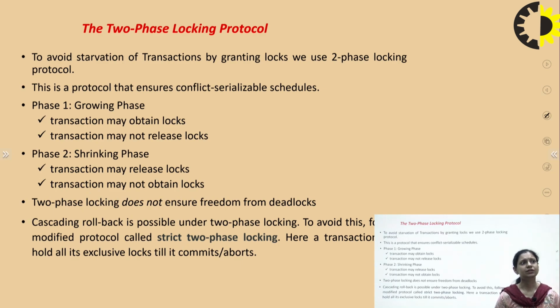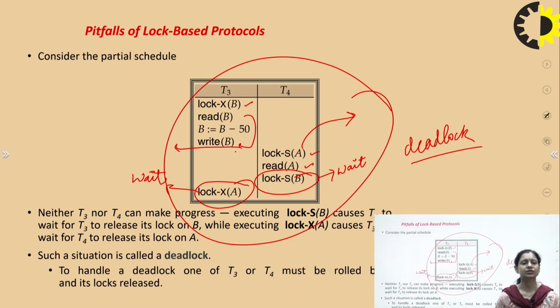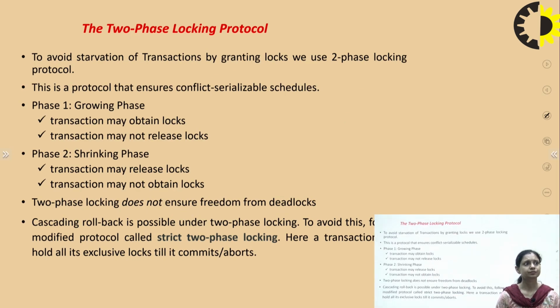So we have the two-phase locking protocol. Here we have seen that there is a situation of a deadlock where starvation can take place because both of them are indefinitely waiting for the resources or for the transactions to release the lock. So to avoid that starvation of the transactions, we use the two-phase locking protocol.